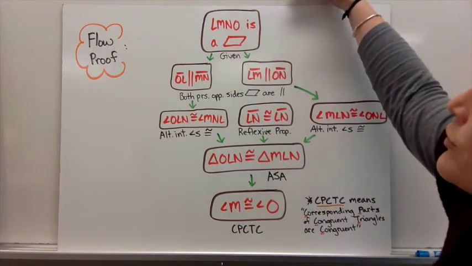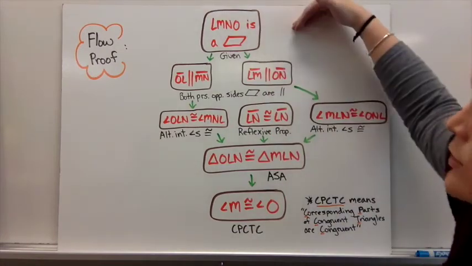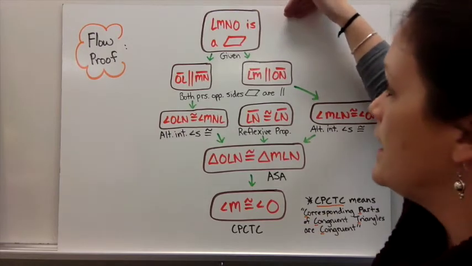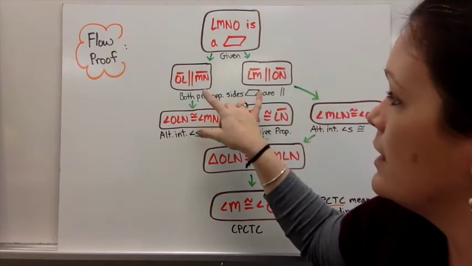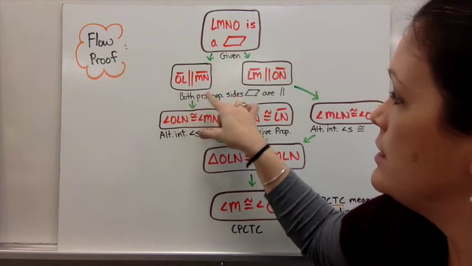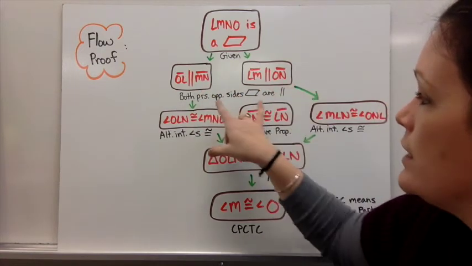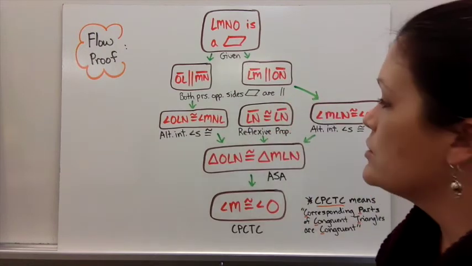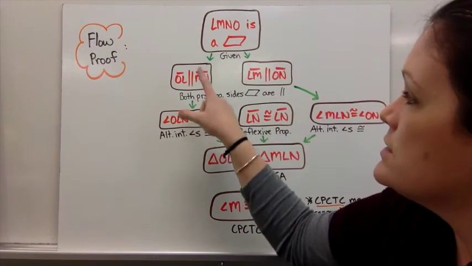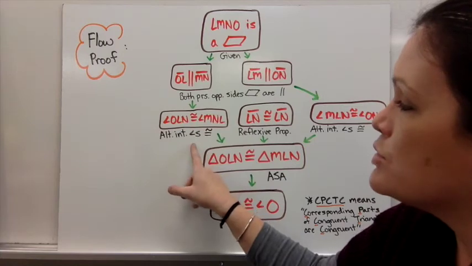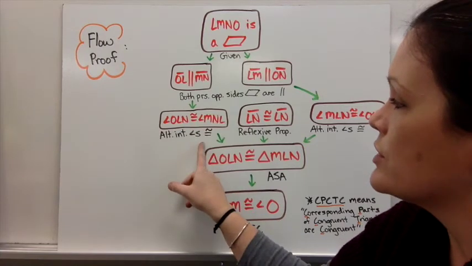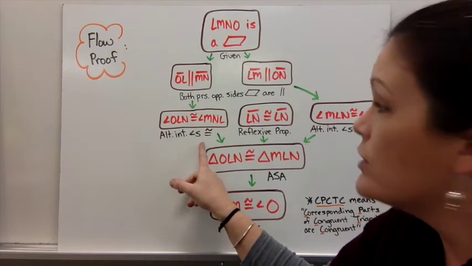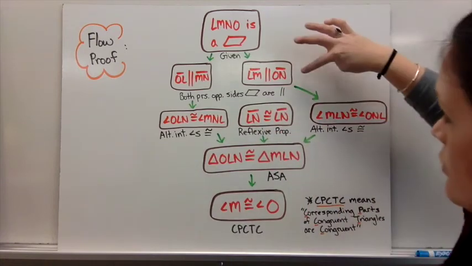So for the flow proof, I put that LMNO as a parallelogram was at the top of the list, of course. That's given. That tells me that OL was parallel to MN and LM was parallel to ON because both pairs of opposite sides of a parallelogram are parallel. So that's a good reason to state that. From these 2 sides being parallel, I was able to conclude that these 2 angles were congruent because they're alternate interior. The same here, or over here I put it.